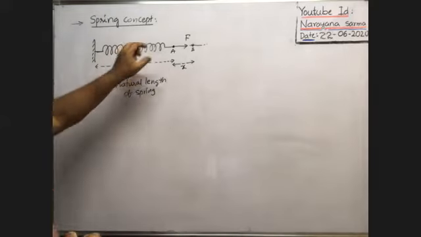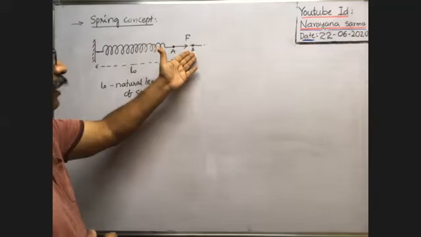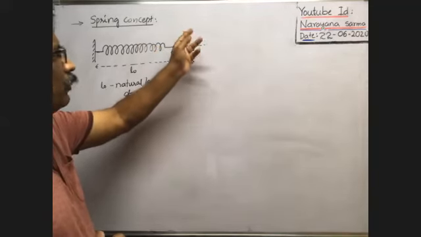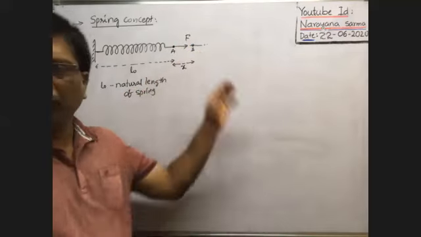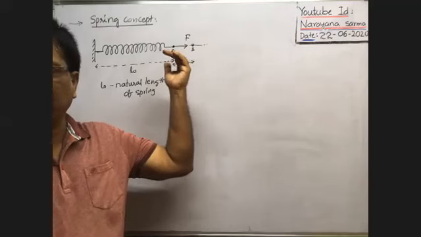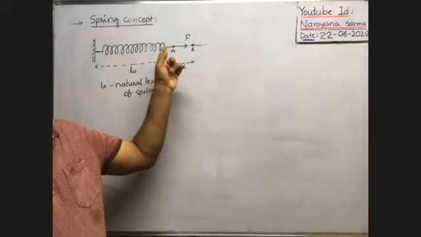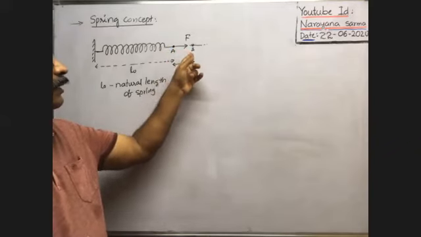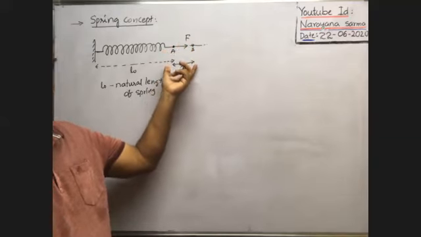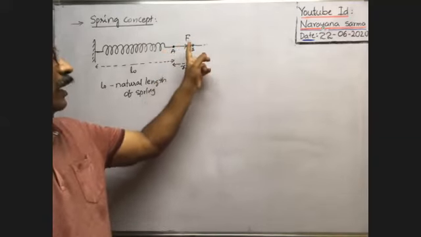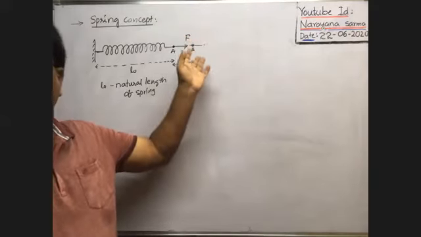Here you see, by means of this applied force the spring is extended up to B. If you just remove the external force applied on the spring, what happens? Here the spring is extended from A to B by applying the force. That's why whatever the distance between A and B, that is the extension of the spring. Now at the position B, whenever you remove the external force F on the spring, what happens?